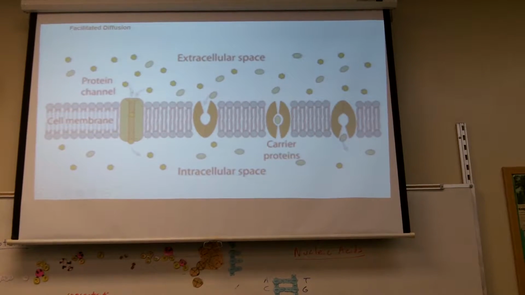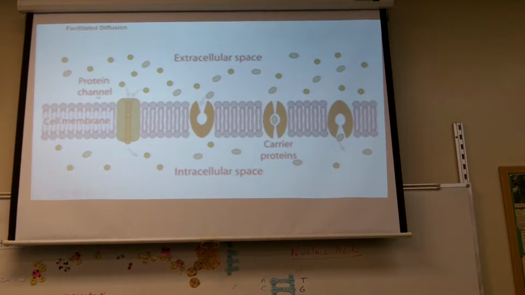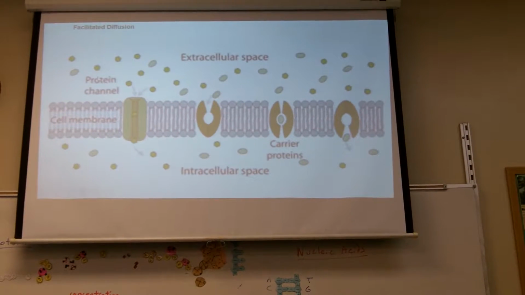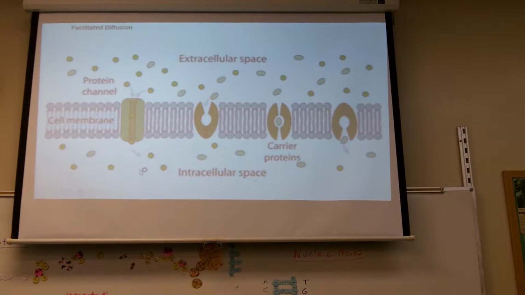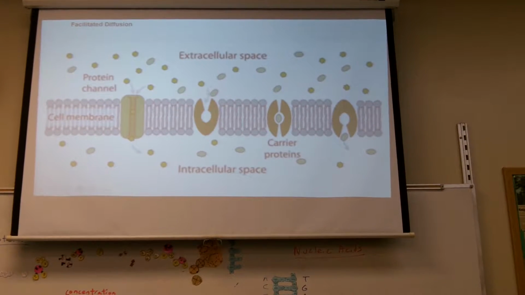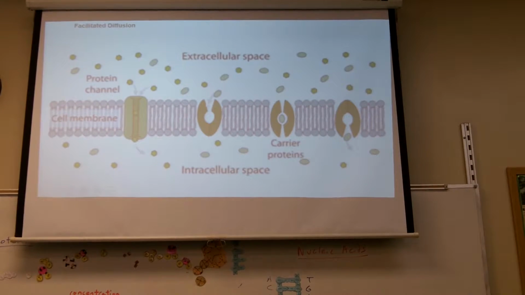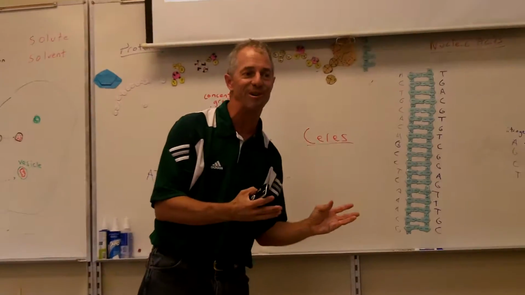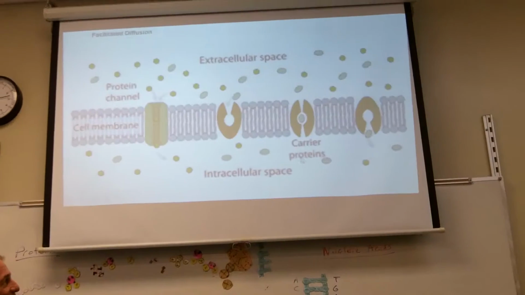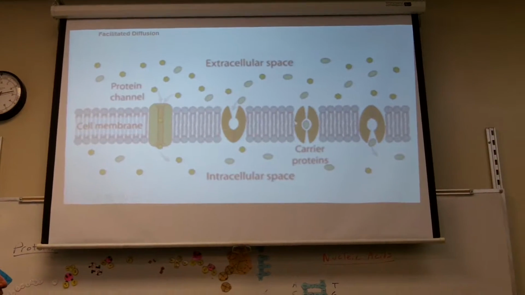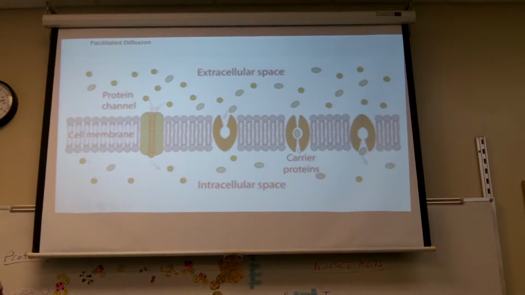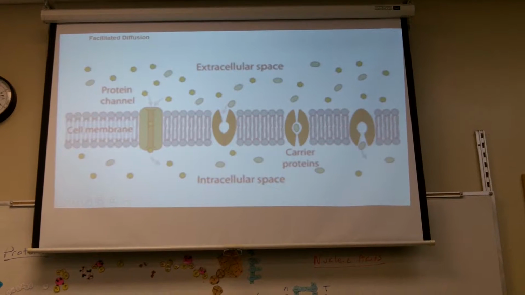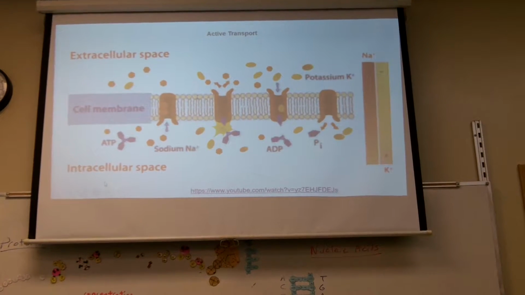Now, sometimes they can just go through a hole in a protein. That's called a channel protein, or protein channel. Whoop, just go right through. And sometimes they have to be carried through by a special protein that'll change shape to get the molecule through. We call that a carrier protein. And this protein right here is going to change shape to let the molecule go through. Carrier protein.